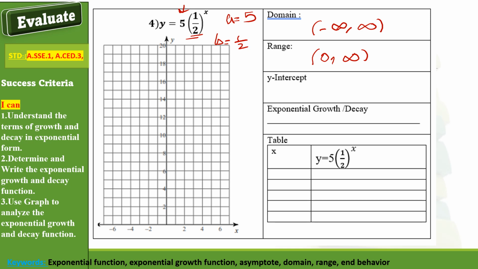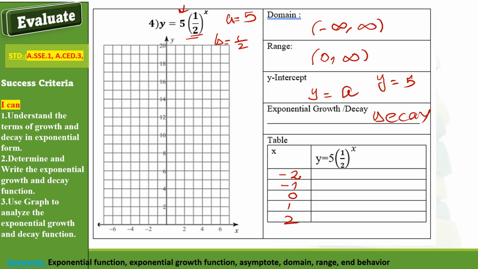What is the y-intercept? So when you put the x value as 0, the y-intercept will give you the a value, which in this case is 5. Since the b is greater than 0 but less than 1, that's why it is showing you a decay. After that, we have to choose at least 5 or 3 or 4 values, -2, -1, 0, 1 and 2. And now put them one by one in the calculator in place of the x to get the y values.